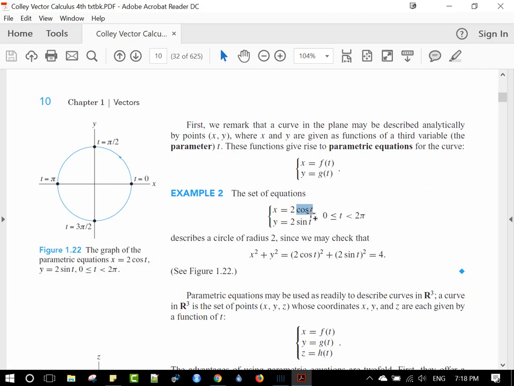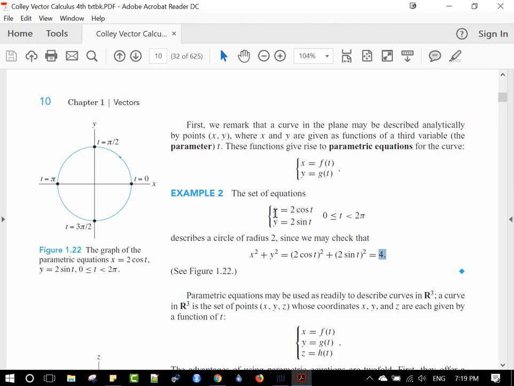So as you let t take on different values, both x and y will assume values. When x and y assume values, it means you're getting different points in the plane. And it turns out that if you use these two equations to generate your x and your y, the points will trace out a circle. Okay, and we could show that. In fact, I think they show that here. In this case, it's a circle of radius 2.